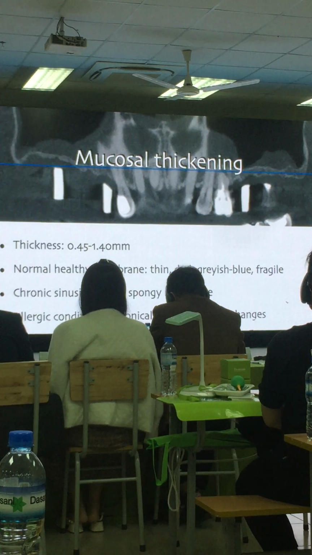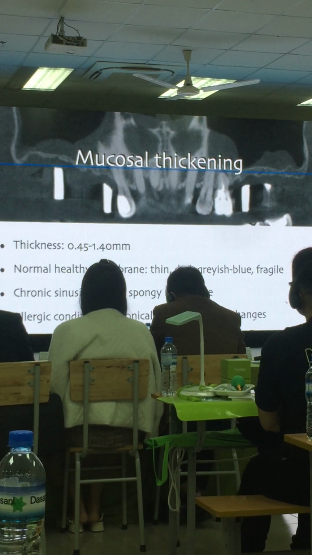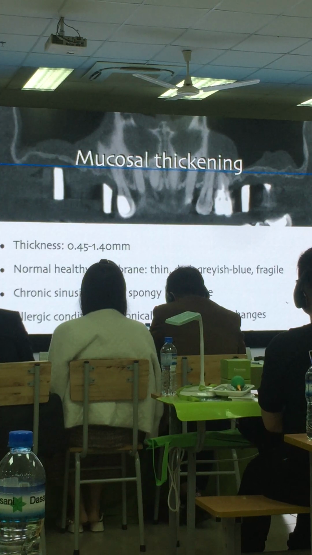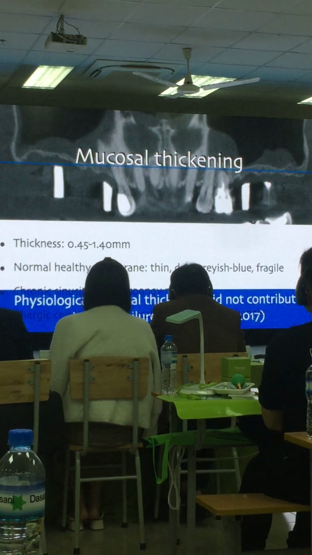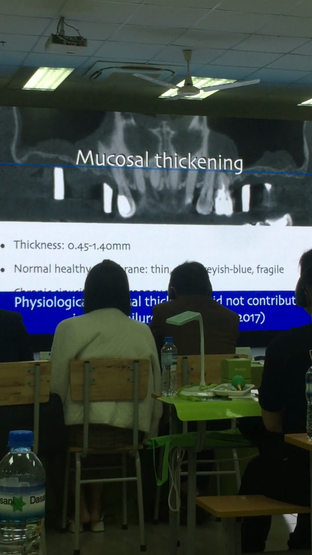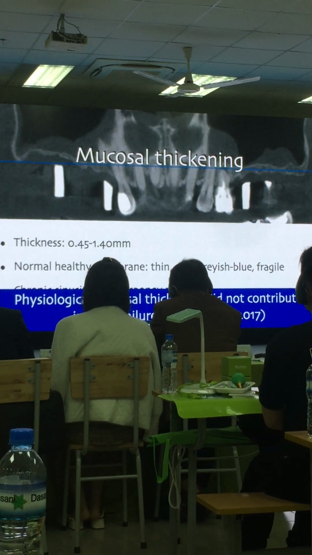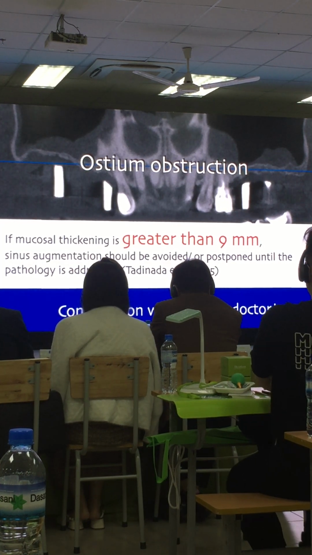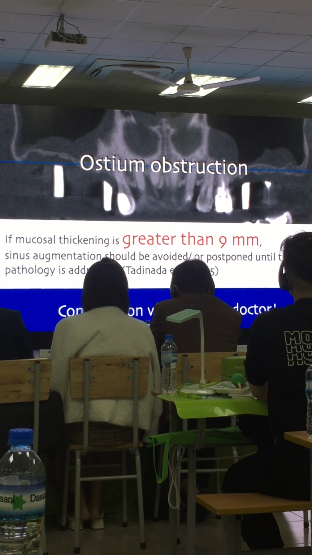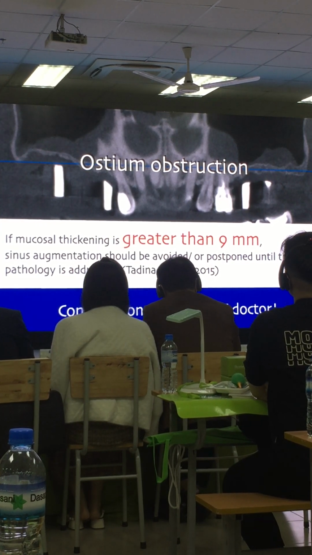Normal healthy membrane is thin, dark, grassy, blue, and fragile. Chronic sinusitis or allergic rhinitis would cause mucosal change and thickness. However, physiological mucosal thickening did not contribute to implant failure. If mucosal thickening is greater than 9 mm in the literature, please refer to an ENT doctor, and sinus augmentation should be avoided or postponed until the pathology is addressed.